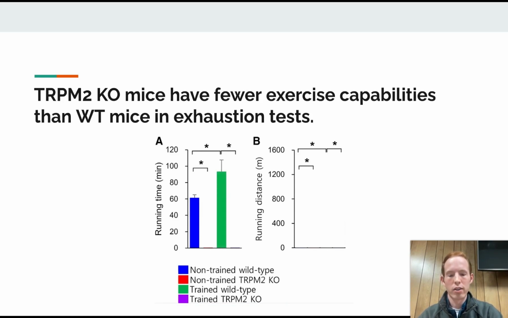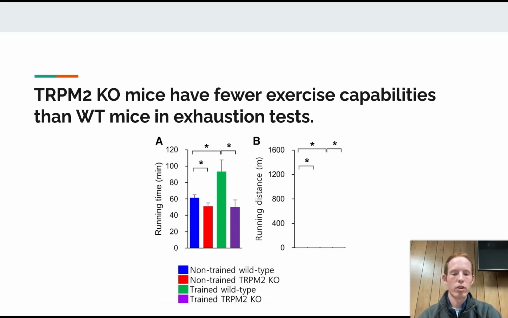After training, the green, the trained wild type, increased to almost over 100 minutes, which is pretty impressive for the 5 weeks of training for the mice. Whereas if we look at the knockout mice, we can see that before training and after training, there's almost no difference whatsoever, which means that their endurance didn't increase whatsoever.